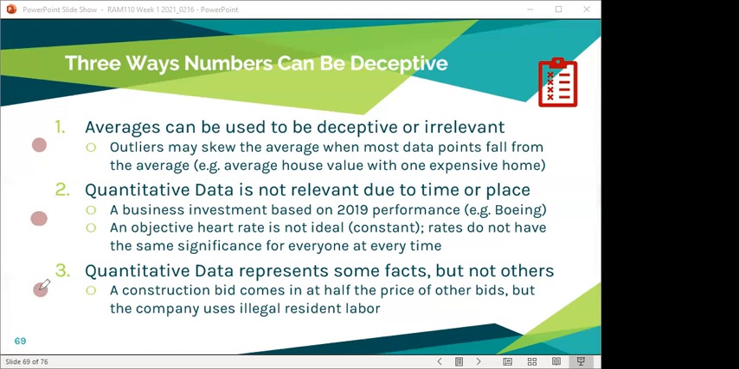And it's a big company, it's a strong company, so they should recover, but it may take some more time. Quantitative data represents some facts, but not others. What about a construction bid that comes in for a project and it's half price? It's half price from all the other bids. Why is it so low? Well, guess what? After digging to validate, you found out the company used illegal resident labor.